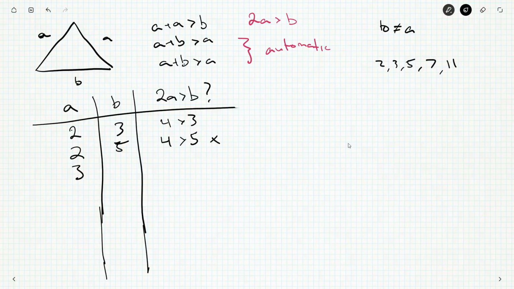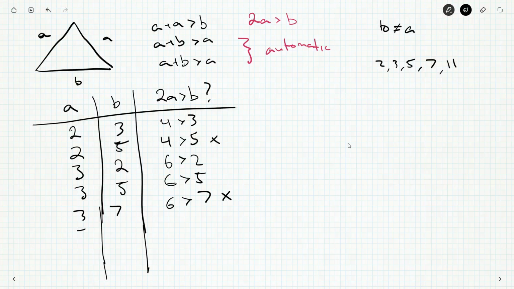Okay, how about A is 3? Could we get B is 2? Well, yeah, 6 is bigger than 2. Could we have, well, we can't have 3 and 3. How about 3 and 5? Yeah, 6 is bigger than 5. How about 3 and 7? Well, no, 6 isn't bigger than 7. Okay, so we've got a bit of a problem.